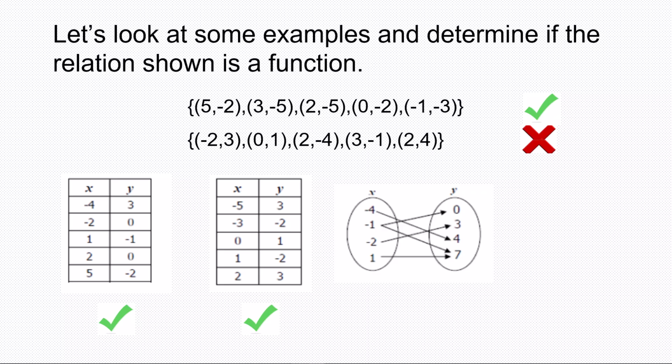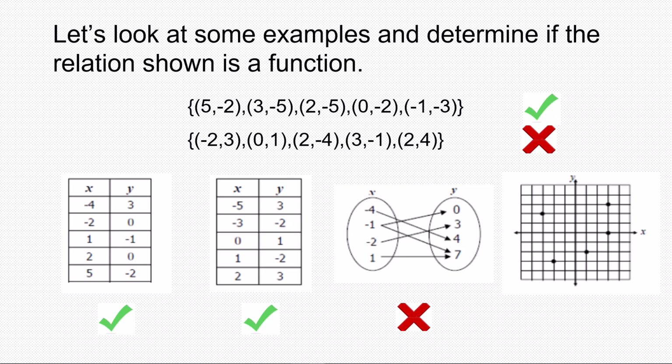How about this mapping? Is this a function? The answer is no, because there are 2 arrows coming away from the -1. That is not allowed for a function. How about this graph? Remember to use the vertical line test on this one. Imagine a vertical line going across. Do you ever hit 2 points at the same time? The answer is, it is not a function. Yes, you do. The very last 2 sets of points are hit at the same time.